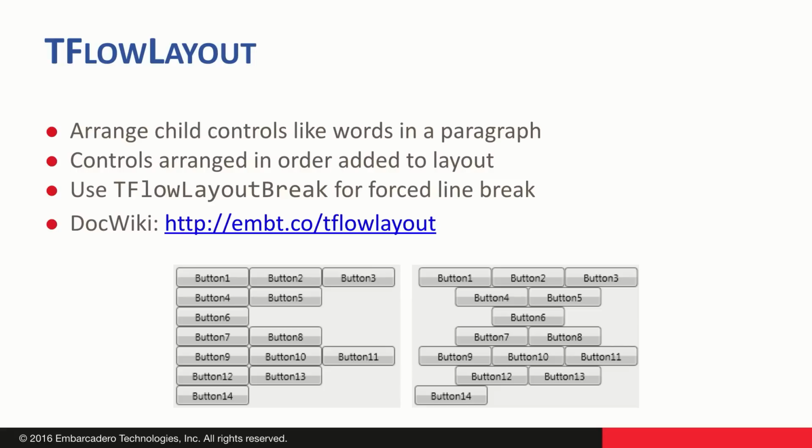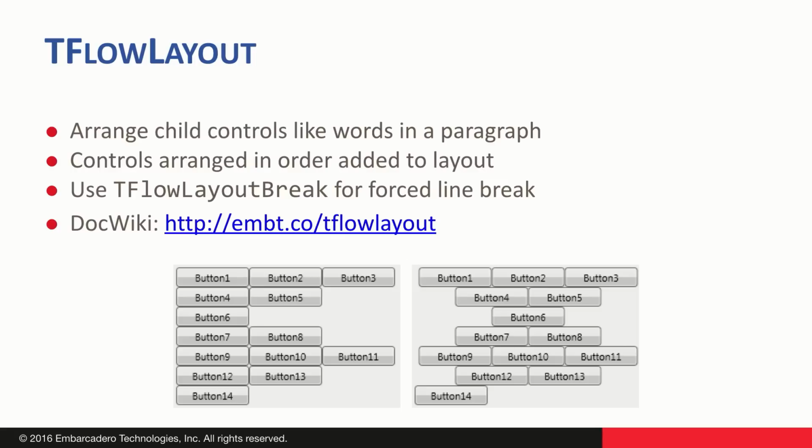You can use the TFlowLayoutBreak in there in order to force a break. So if you look at the image on the left, after button 5, there's an empty space where another button could be. There's a TFlowLayoutBreak there, which forces it to go on the next line. So it's like a forced carriage return in a paragraph, if you will.